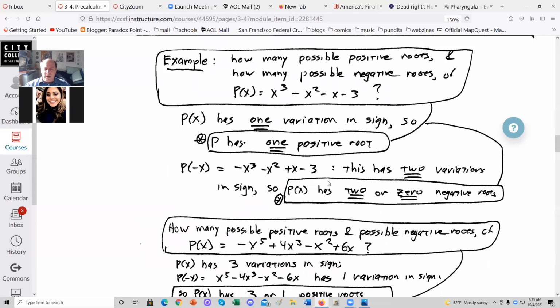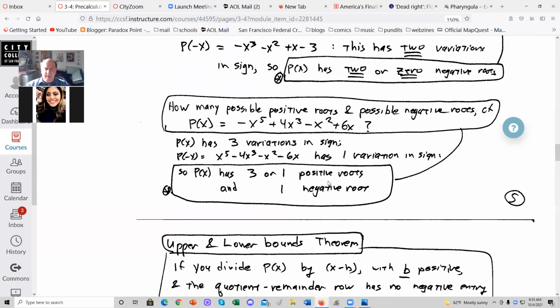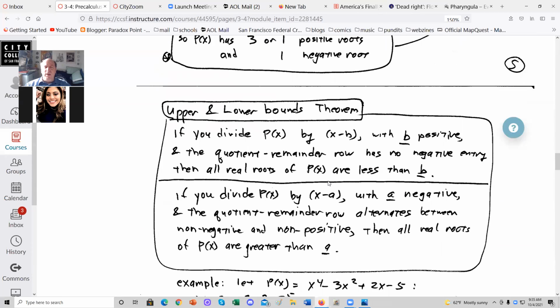So this gives you a hint as to how many roots to look for. There's something also called the upper and lower bounds theorem, which tells you how big the roots could be.